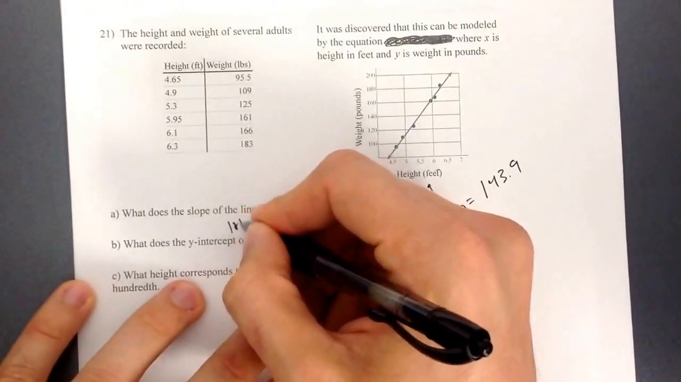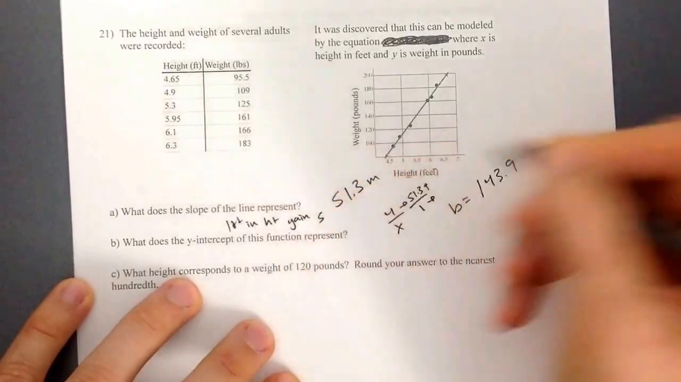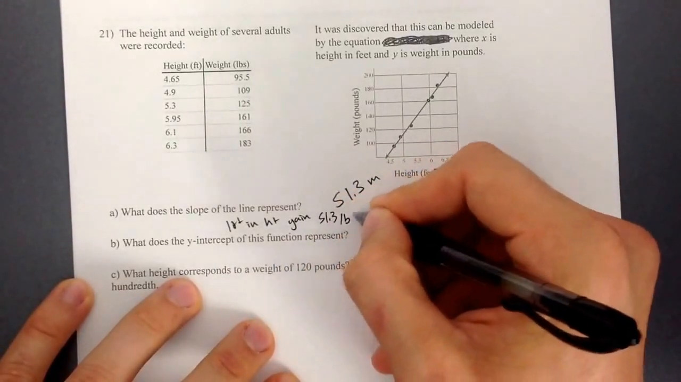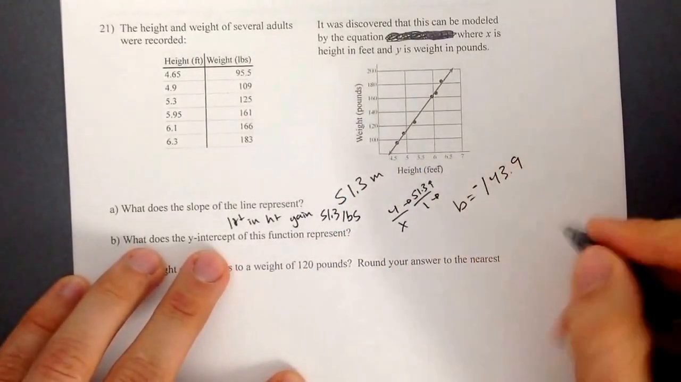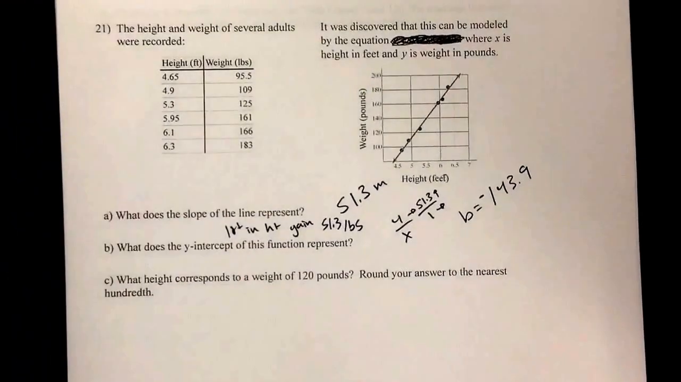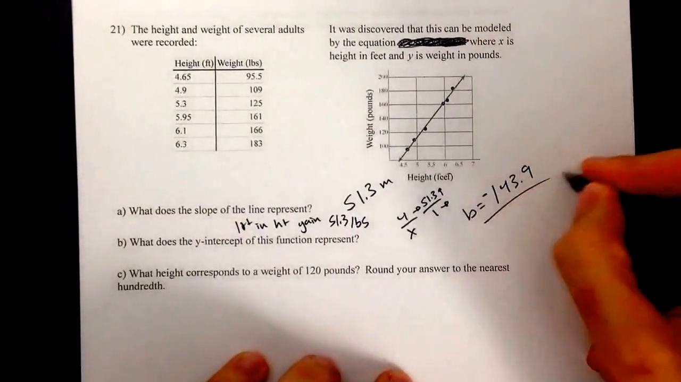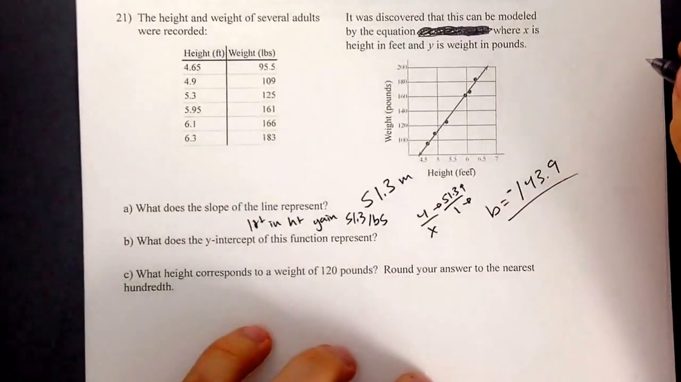So 1 foot in height is a gain of 51.3 pounds. The y-intercept is negative 143.9. Now there are two things that you need to understand. First, it indicates that if you were 0 feet tall, you would weigh negative 143.9.